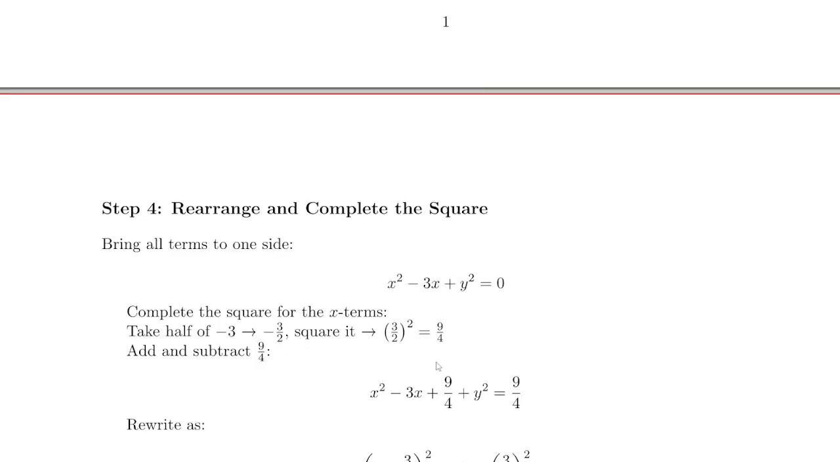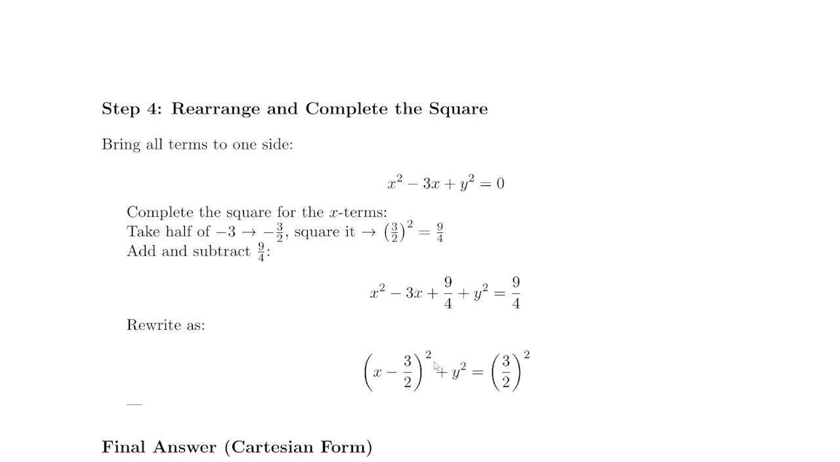Now we can rearrange and complete the square because we want to identify the curve. We could be done at that point, but in order to identify the curve, it's good to complete the square and see what it looks like. So at this point, we're going to move everything to the left. So it's going to be x squared minus 3x plus y squared equals 0. And we're going to complete the square.